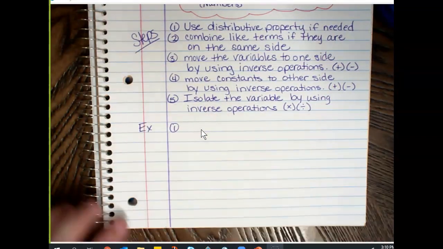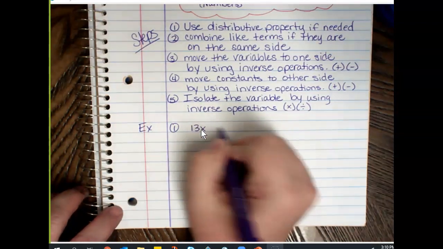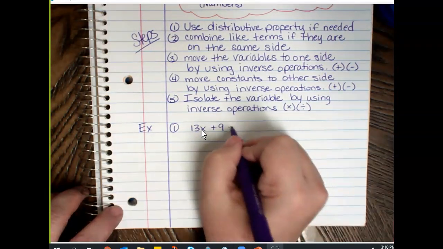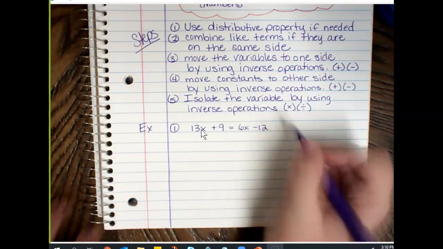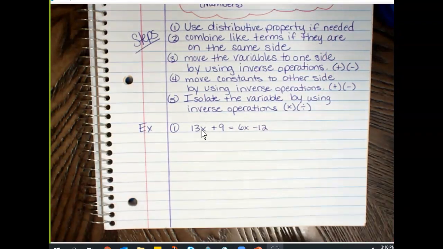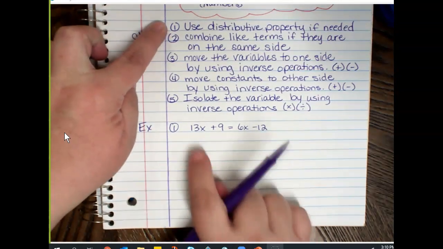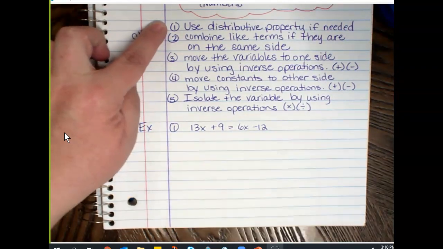We're going to start out with 13x plus 9 equals 6x minus 12. All right, let's look back to step 1. Do I need to do any distributing? Do I have any parentheses I need to fix? Nope, so we can go to step 2.